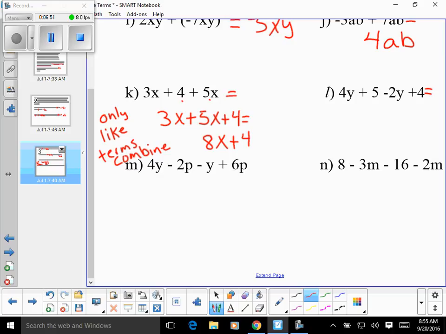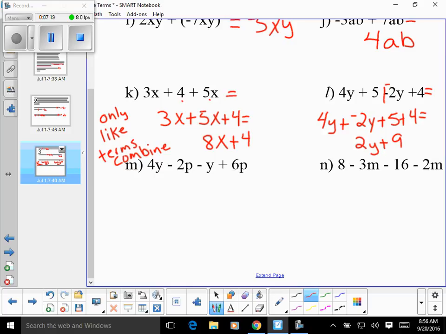If you would like to rewrite it, I'm also going to change this to add a negative. So I'm going to get 4y plus negative 2y plus 5 plus 4. That gives me 2y plus 9. If you'd like to try M and N on your own, you're welcome to do so, and I'll explain them.